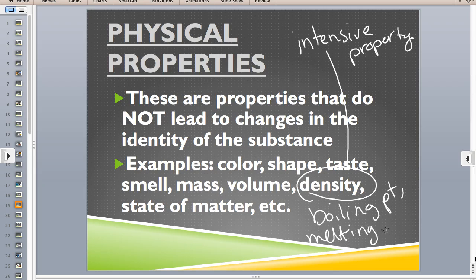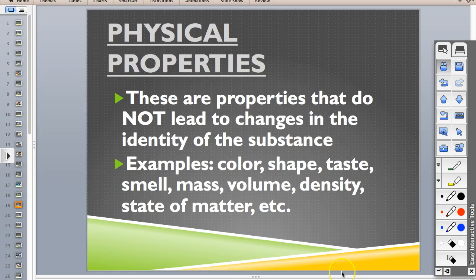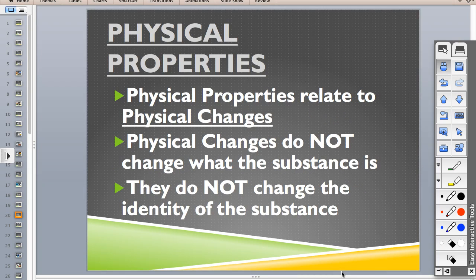And we're going to talk about these changes in states. That's this whole little unit later. All right, so physical properties, I don't make a new substance. And things like density don't change. Boiling point, melting point don't change. I can certainly change it by cutting it, pouring it into a smaller beaker. That would change the shape and the size, but I'm not going to change the actual substance.